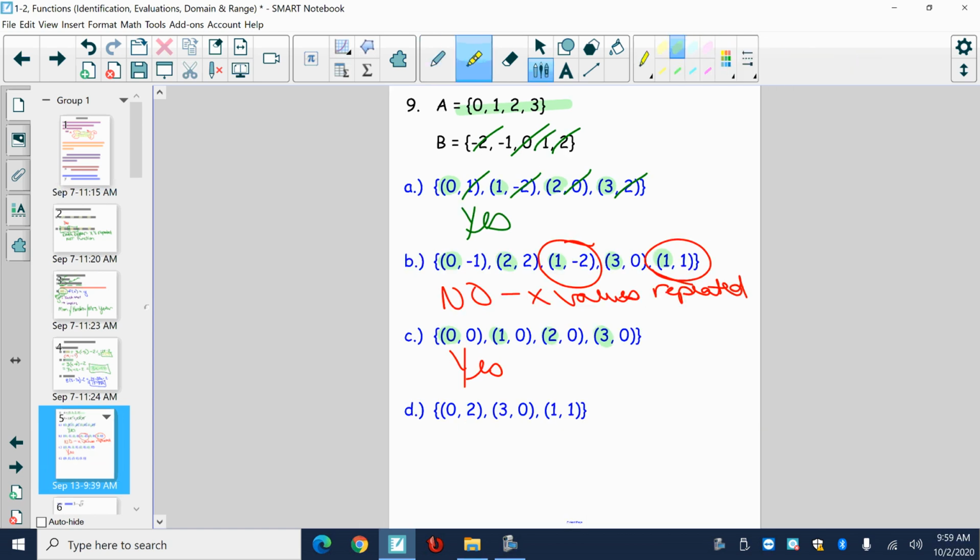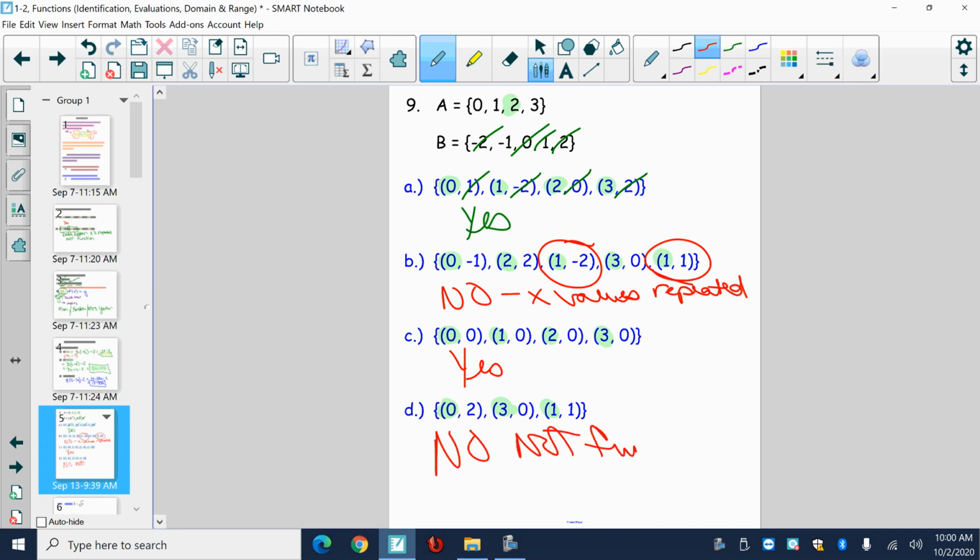0, 3, 1. My x values didn't repeat, but did I use all of my set A? What I am missing from set A is the value 2. 2 was not used in this scenario, so that means no, not a function. Okay? So not all of set A was used. So that is how you're going to do problems 9 and 10 in tonight's homework.